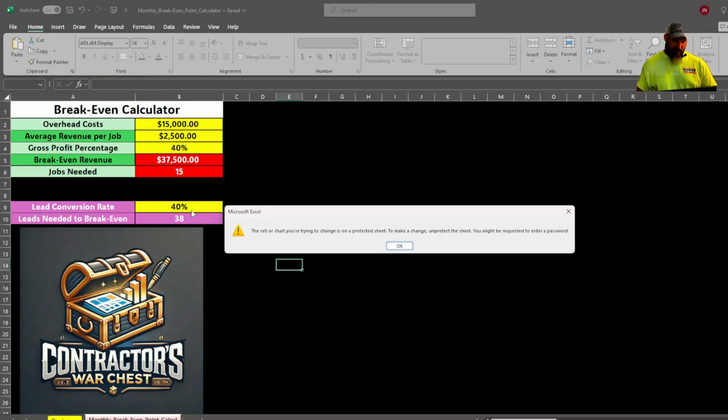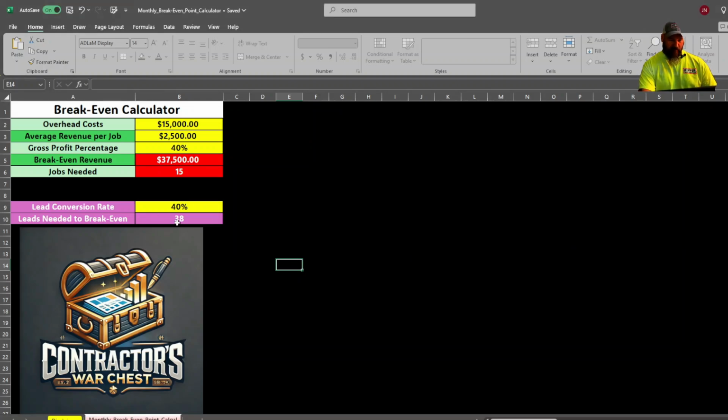Let's say you're at a 50% conversion rate. Then, as you see, the leads needed goes down. So we'll put it back on 38. That seems to be the industry average for most contracting businesses. So we'll leave it at 38%.